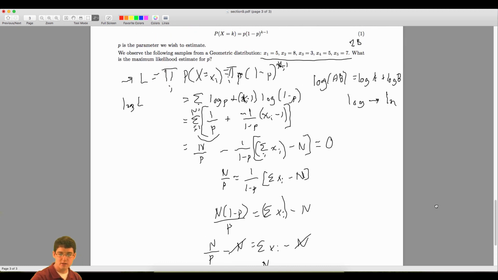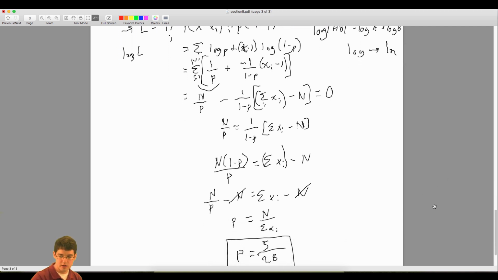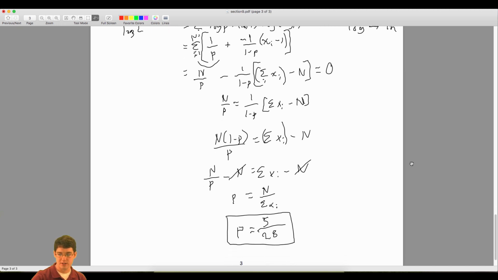So what we can see here is, now that we've got this general formula, it's very easy to plug in any arbitrary set of points and find the maximum likelihood choice of p. And that's it for problem number 3 and for this section.